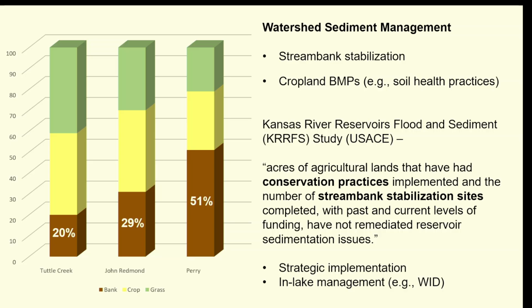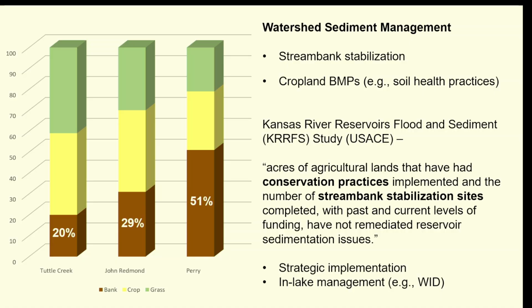So we'll bring this home by thinking about watershed management solutions. The two main ones that have been done upstream of our reservoirs are obviously stream bank stabilization, as well as cropland BMPs. But I want to point out, I deliberately missed out part of the quote from the Army Corps. It's not just the number of stream bank stabilization sites, it's also the acres of agricultural land that have had conservation practices implemented, as well as the number of stream banks that have not remediated the reservoir sedimentation issues.